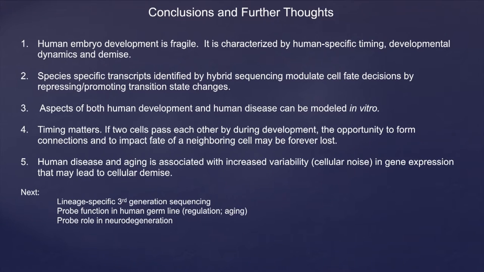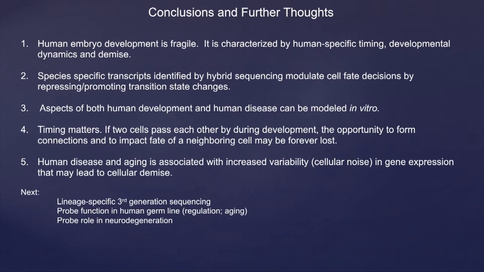We know that aspects of both human development and human disease can be modeled in vitro and most effectively by the stem cell systems that I showed you, the human embryonic stem cells and induced pluripotent stem cells. Timing matters, okay? Not just in real estate, but in human development as well. Timing is really, really important. And here's my thought on disease and timing. So the concept is, if two cells pass each other by during development, the opportunity to form connections or to influence each other and ultimately impact the fate of each other could be lost forever. That may have fundamental implications for our development, and ultimately for our disease state. And I'll talk about that in the last couple minutes that I have.